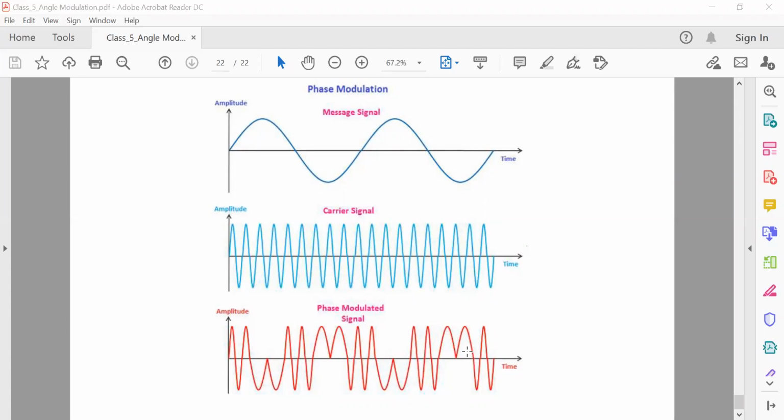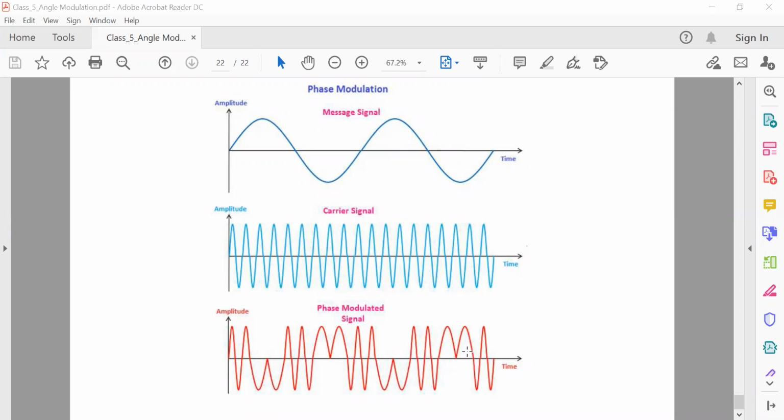In phase modulation, the noise immunity is better than amplitude modulation. The noise immunity of phase modulation is not as good as frequency modulation, but it is better than amplitude modulation, and the signal to noise ratio of phase modulation is also better than amplitude modulation. The modulation index of phase modulation is directly proportional to the message signal, and this technique is used for some mobile radio services.